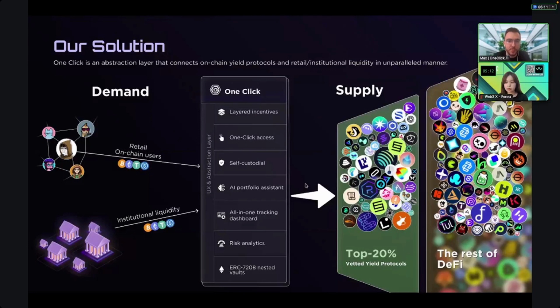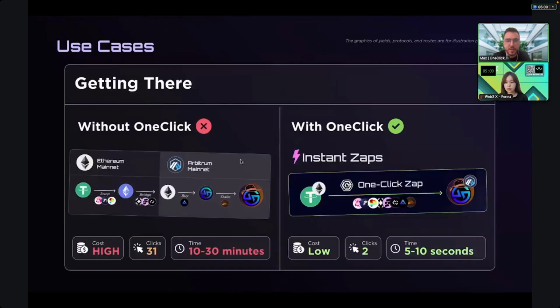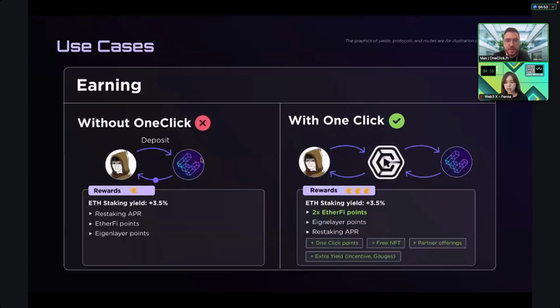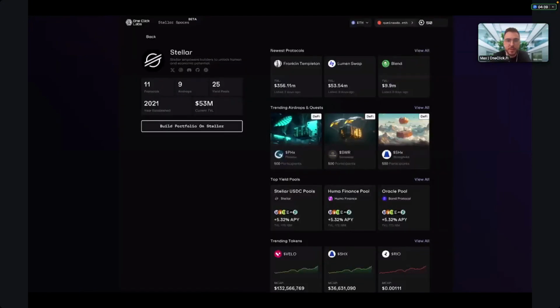We help with portfolio building, tracking, risk analytics, and a lot of other stuff. Basically, it helps with discovery of yield protocols, and with getting there in a couple of clicks and with much cheaper gas fees. With us, you get a multiplier on your yield, which you wouldn't get by default from the same protocol. And it's all tracked in a single page.